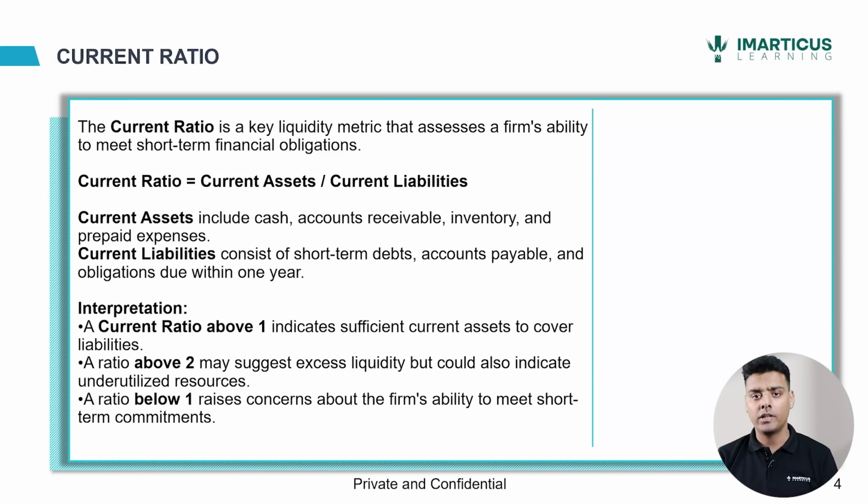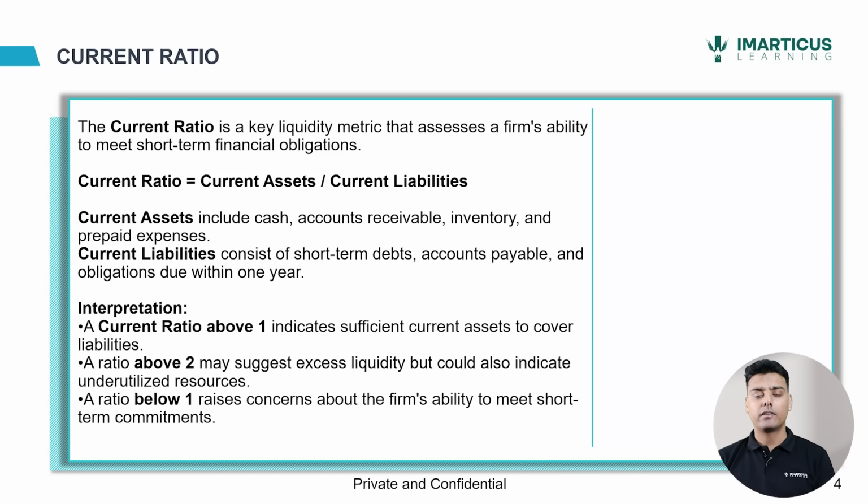Now, the next component of the current ratio is current liabilities. What are current liabilities? Current liabilities are any liabilities which I intend to pay in the next 12 months. Examples: short-term debt, accounts payable, obligations of any sort which I have due within the next 1 year. My intention over here is to repay them within the next 12 months, and that is why they are called current liabilities. Now, how is this ratio interpreted?